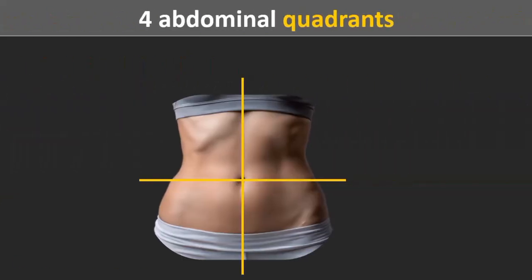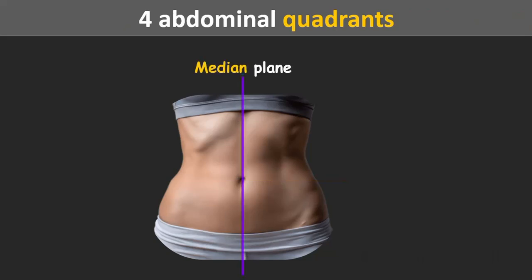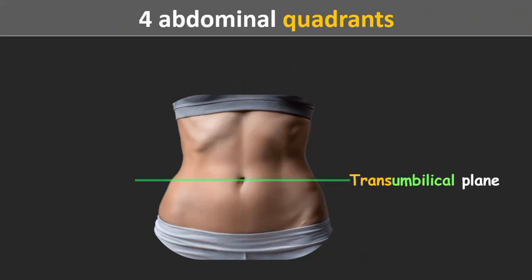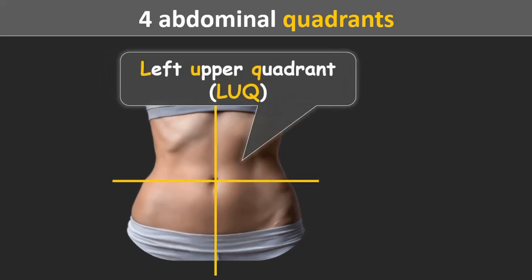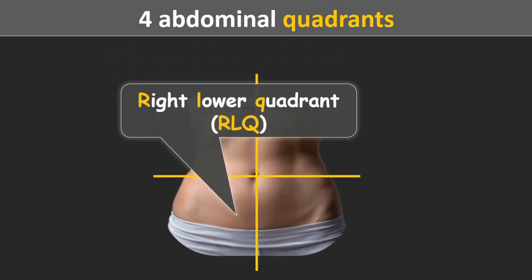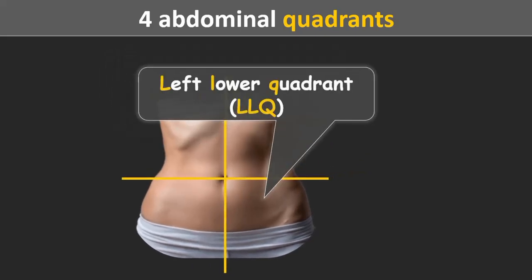Now let's move on to the 4 abdominal quadrants. It involves just 2 planes, the median plane and 1 transverse plane, also called the transumbilical plane, because it passes at the level of the navel. So here we got the right upper quadrant, the left upper quadrant. This is the right lower quadrant, and this is the left lower quadrant.